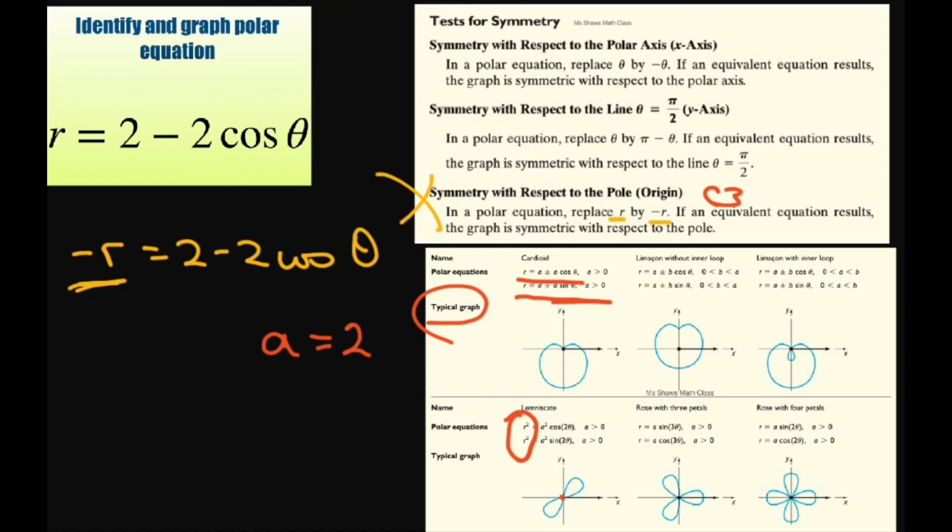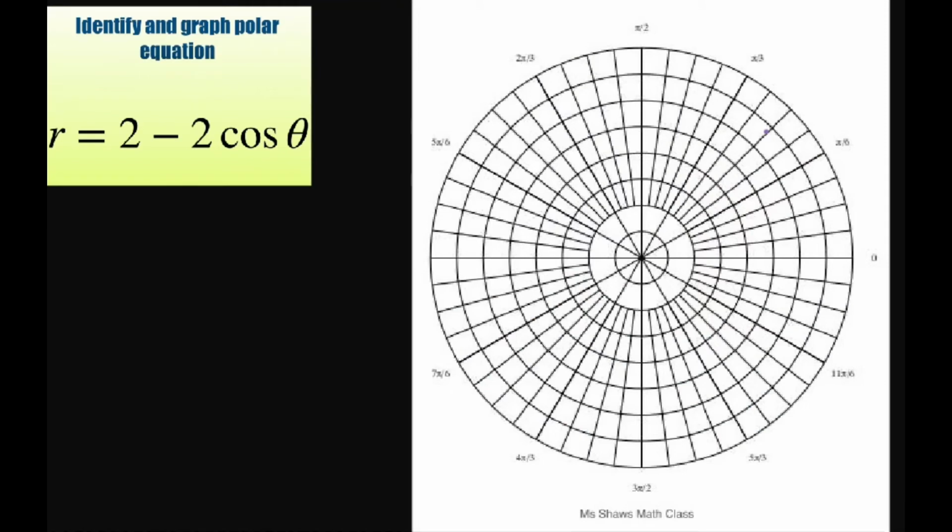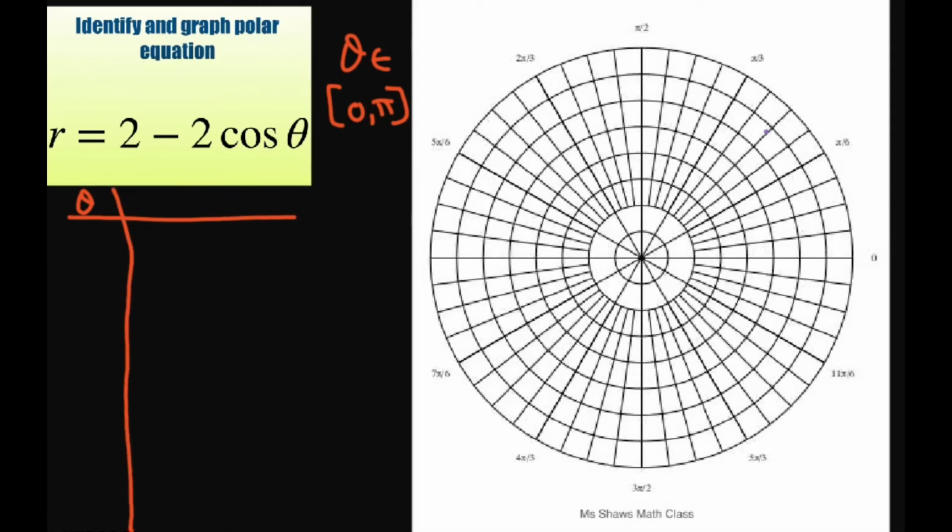Let's go ahead and graph this now. Since it is symmetric to our polar axis, condition 1 here, we're going to choose our values from 0 to pi. So our angle is going to be in between 0 to pi. All right, let me scoot this up. We have theta, and we're going to go 0 to pi. So we have 0, pi divided by 6, pi divided by 3, pi divided by 2, 2 pi divided by 3, 5 pi divided by 6, and pi. And our equation is 2 minus 2 cosine of theta.